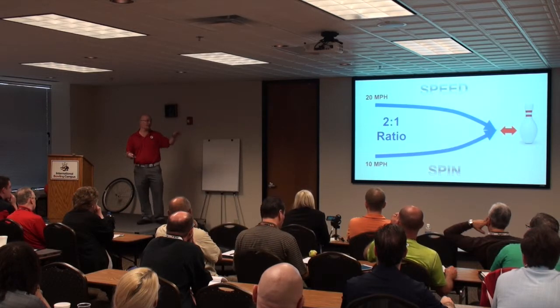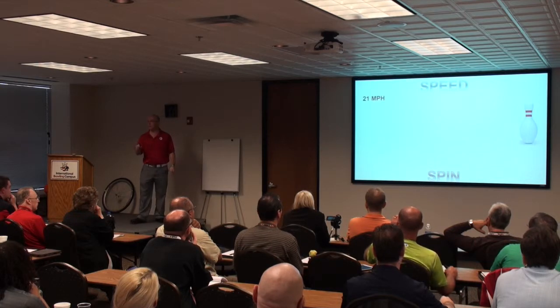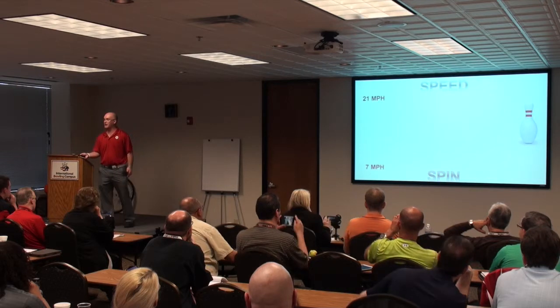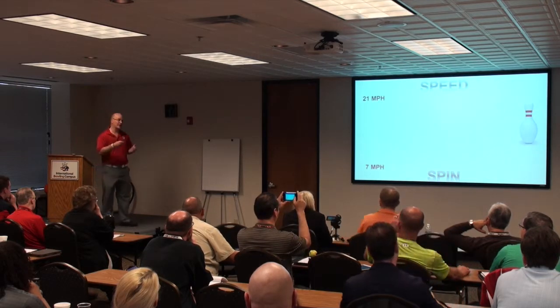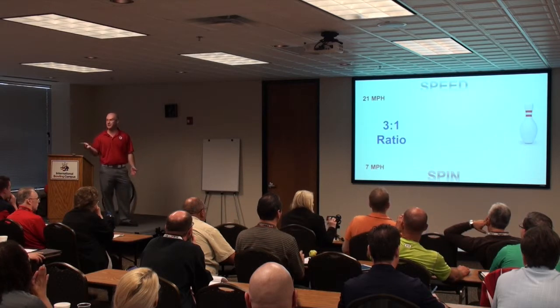So let's go back to that very first slide where that one person's release ratio of 2-to-1 is perfect. We're going to go back to that pattern, and we're going to say now we have a player that throws at 21 miles per hour, but their spin speed is only 7 miles per hour. So their ball revolution-wise, their RPM plus tilt is only 7 miles per hour, equaling a ratio of 3-to-1.